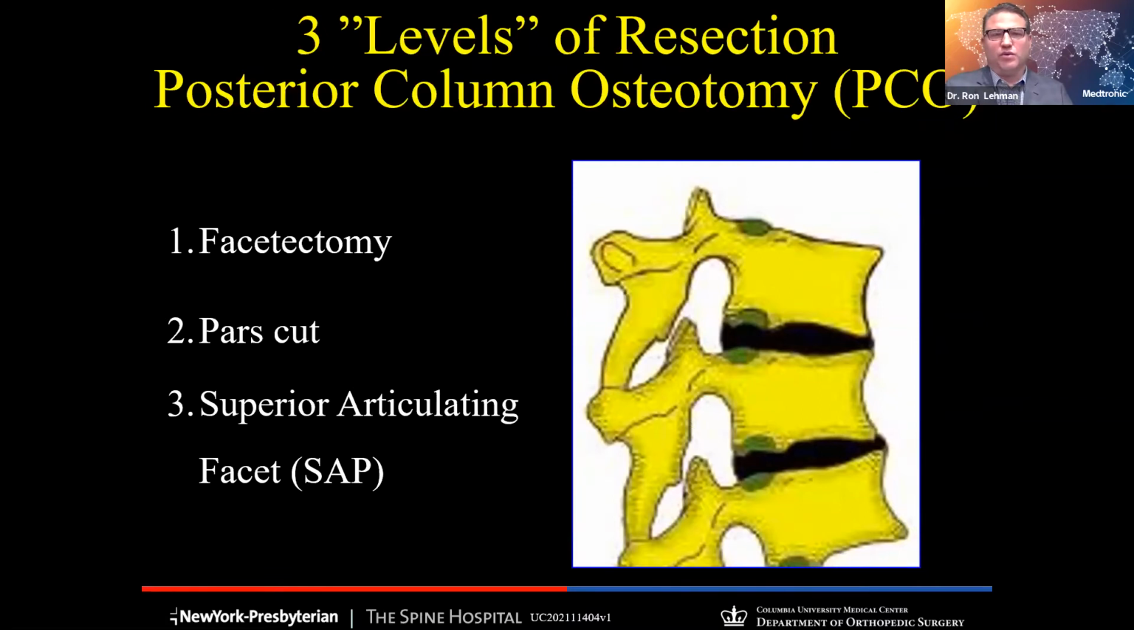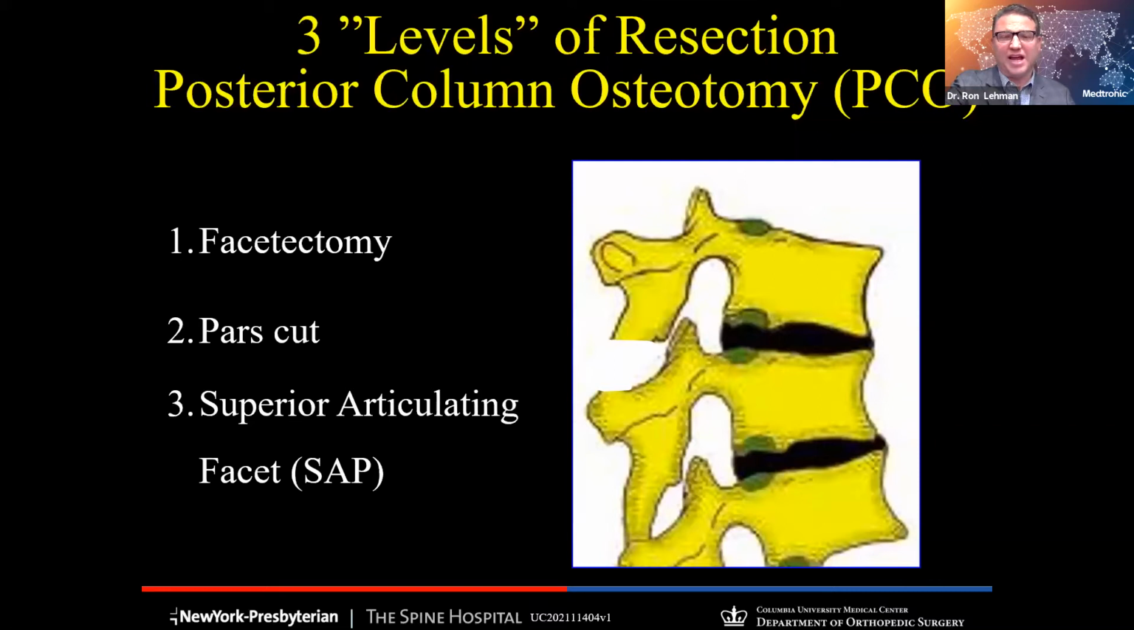So when we talk about posterior column osteotomy, when we need to achieve lordosis, and this could be for a 1-level case or for an upper thoracic to pelvic reconstruction, I break this down into 3 types of resections for the PCO. The classic SRS classification for sagittal plane realignment talks about 6 different levels. 1 and 2 are PCOs, but I look at this a little bit differently.